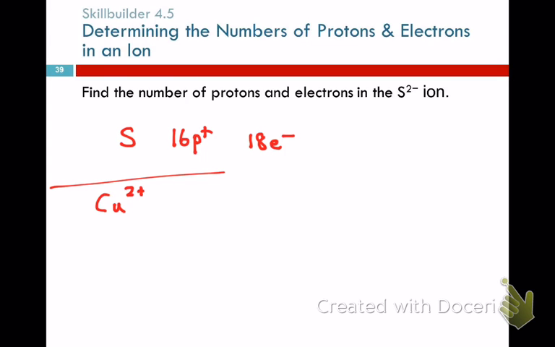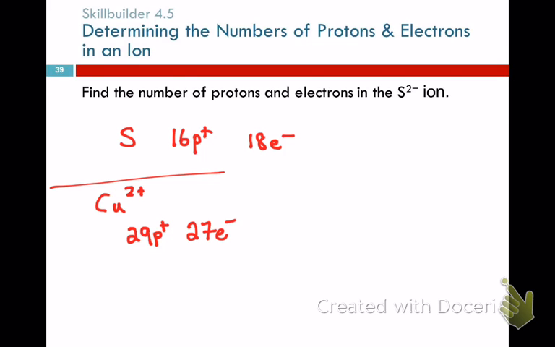Copper 2 plus, I want to figure out protons and electrons, right? So how many protons does it have? 29. So how many electrons does it have? Well, it's supposed to have 29, but it must have lost 2 to be positive. Right? So 27 electrons.